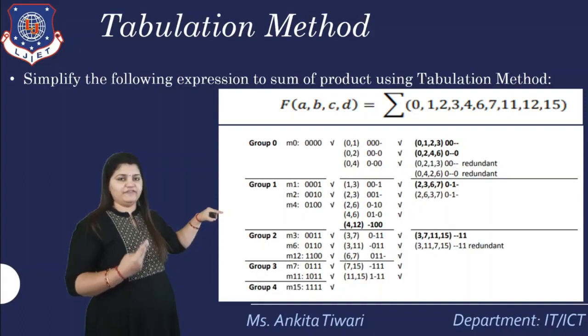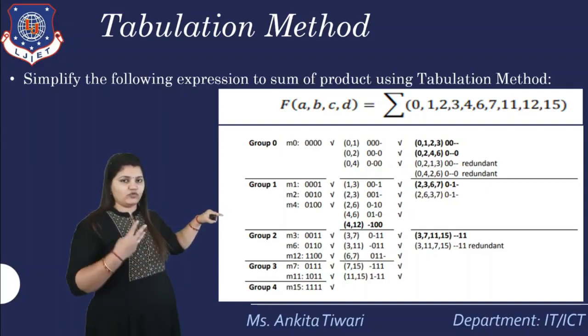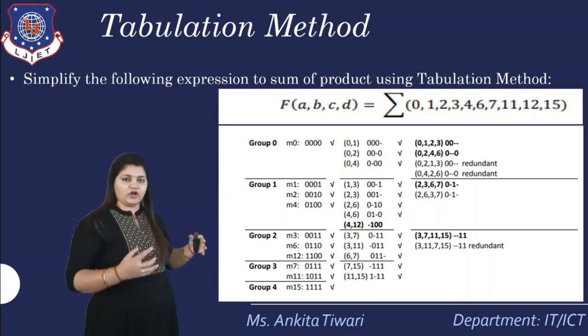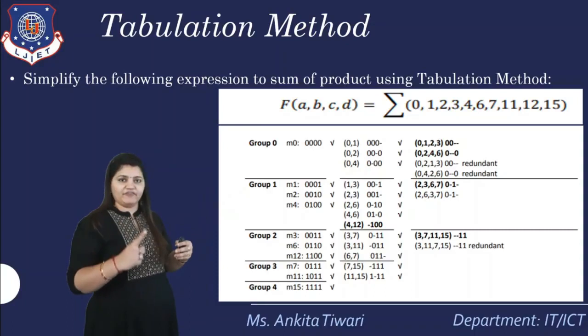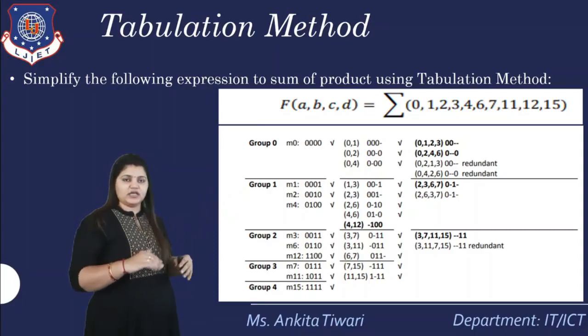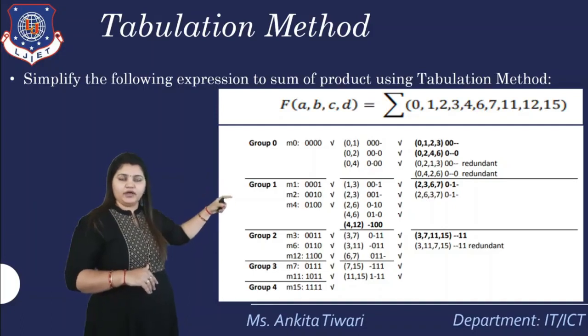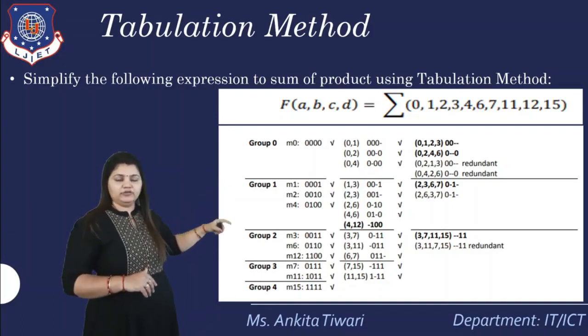So there also only one 1 is present. Now if I talk about 4, that is 0, 1, 0, 0, it also has only one 1 present. So in group 1 we place only the terms, the combinations, which have a total of only one 1. So we have 1, 2 and 4.